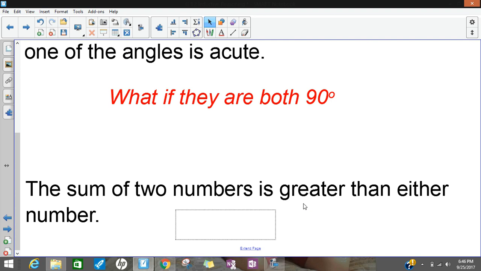The sum of two numbers is greater than either number. So I can add 3 and 5 and get 8. Okay, great. That's greater than both 3 and 5. But let's think of one way that that's not true. If I add 0 and 1, the sum is 1. 1 is not greater than 1. So this is a counterexample.